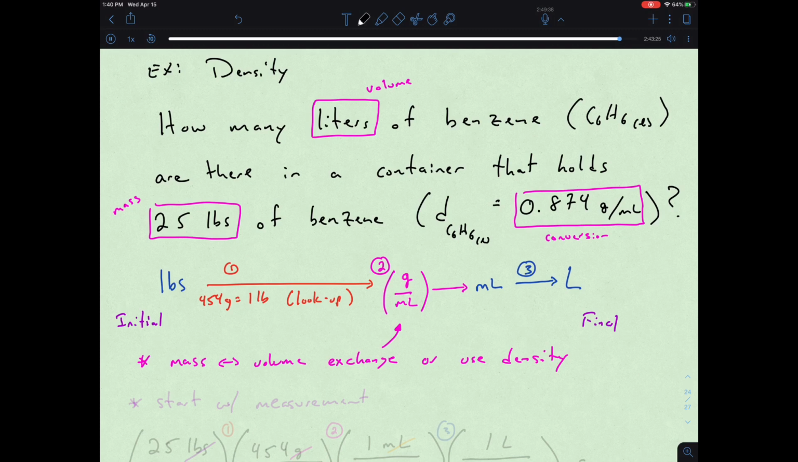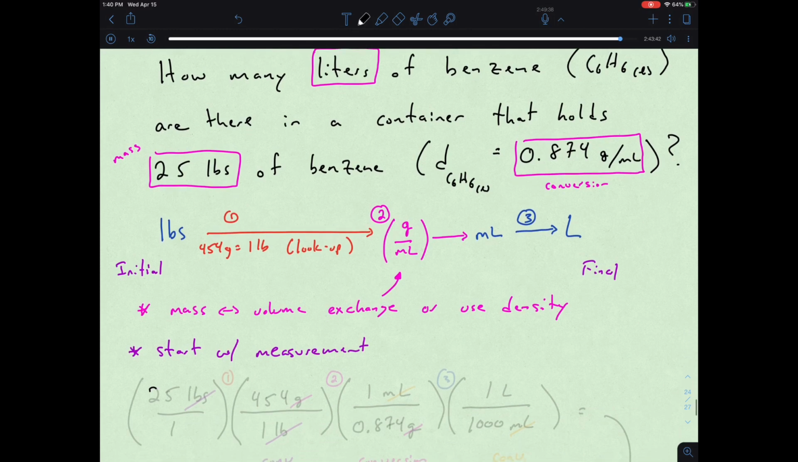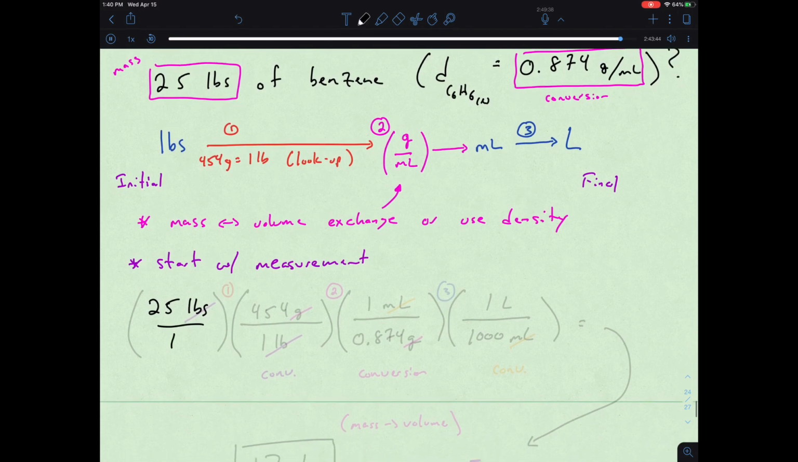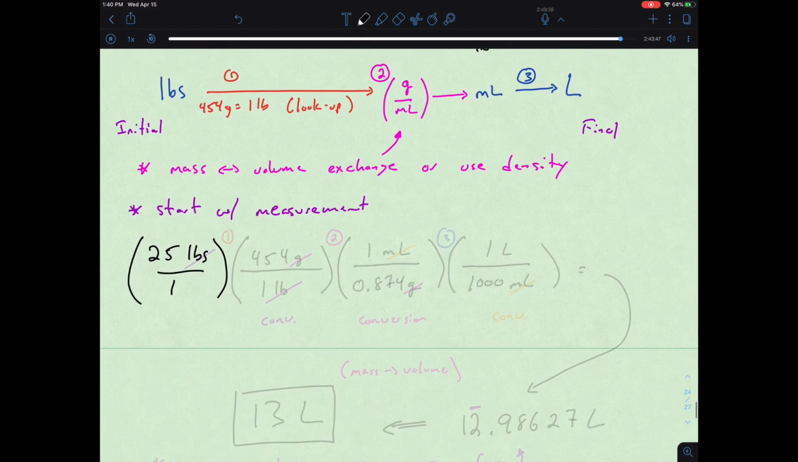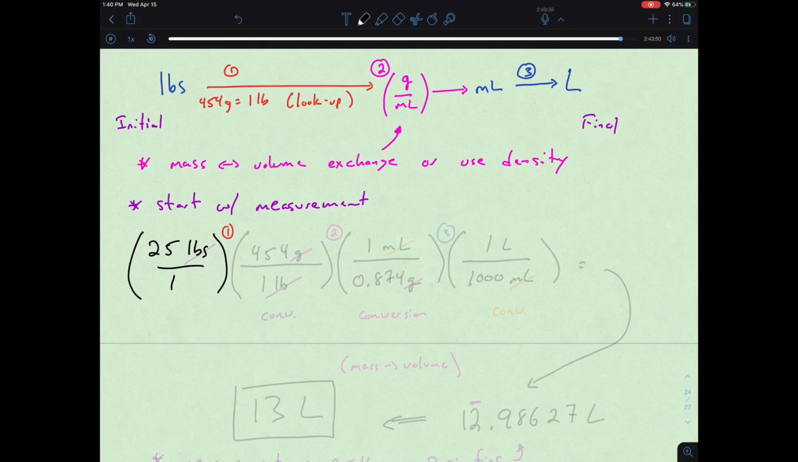So that's the idea. We still want to do the same exact notion as far as all these others, which is start with the measurement. And our measurement here is the 25 pounds. So if we go to our step 1, where we're converting out of the pound, getting into grams. So there's our first conversion.